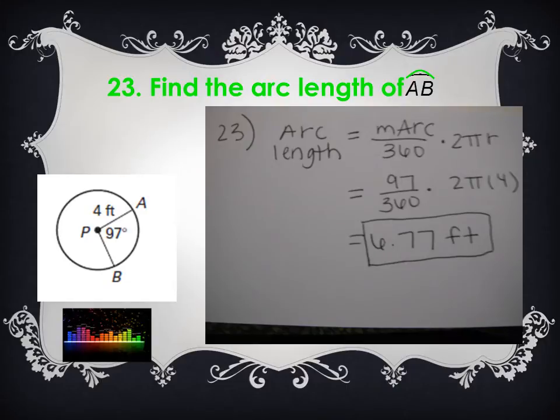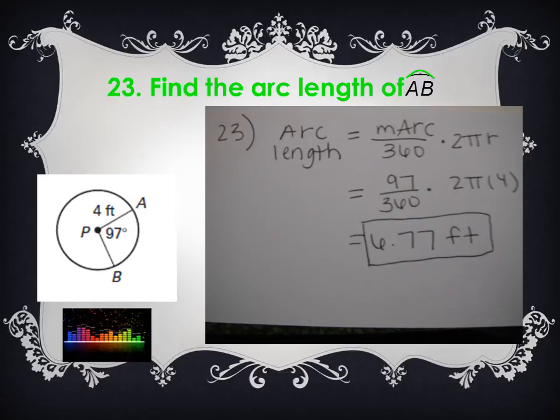This problem wants us to find the arc length of AB. This tends to get tricky for a lot of students because you're so tempted to put the measure of the arc. We've got to remember that arc length is not the same as arc measure. Arc length is equal to the arc divided by the total measure, which is 360, times circumference. Arc length is a piece of the circumference.